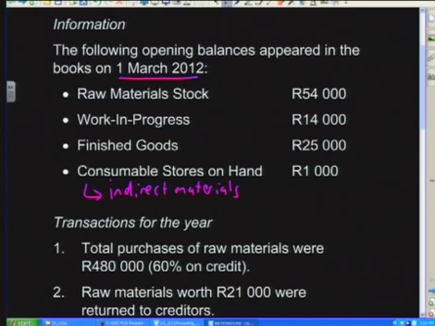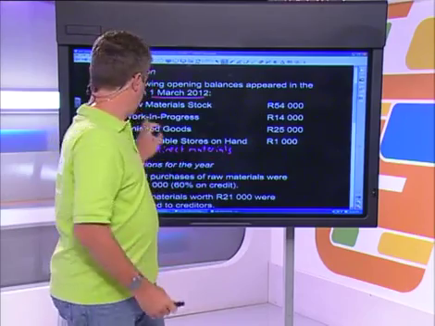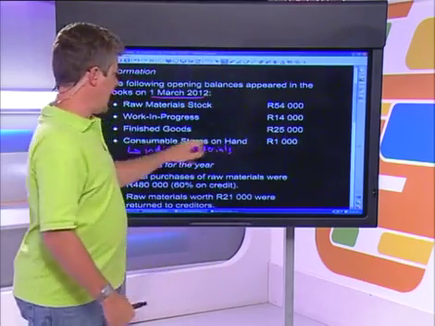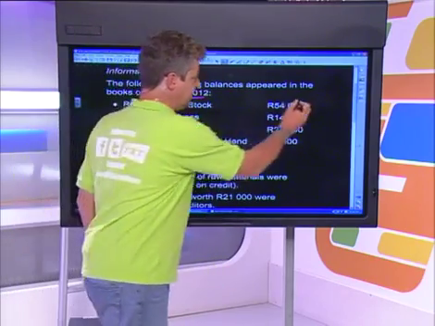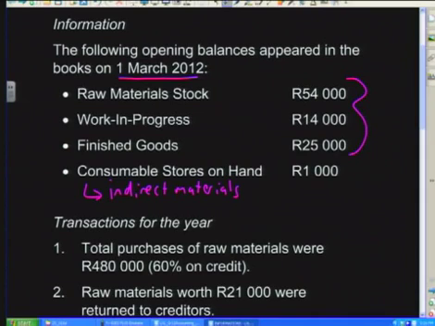However, the other three, we've got ledger accounts for them. We've got 54,000 in raw material stock, 14,000 in work in progress, and 25,000 in finished goods at the beginning of the year. What this means is that your raw material stock account had 54,000 at the beginning of the year, so there was 54,000 rands worth of raw materials that we started the year with. We then had a work in progress account of 14,000. That means that in our factory there was 14,000 rands worth of partially completed products, and then we had 25,000 that were finished goods. So we're going to start off by putting these three balances in the general ledger.